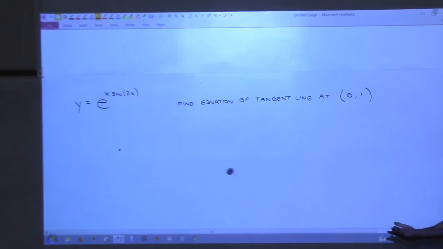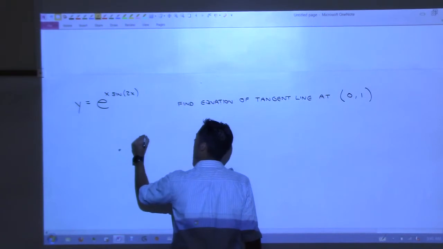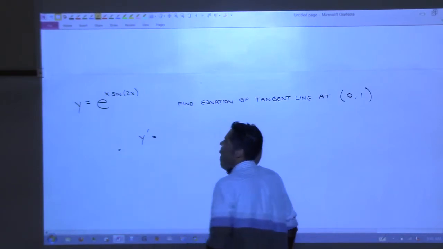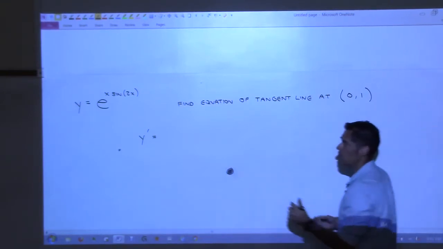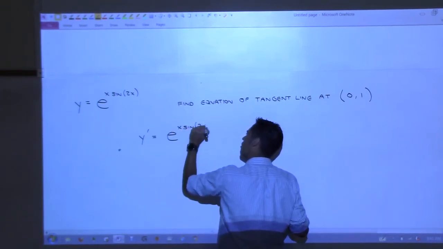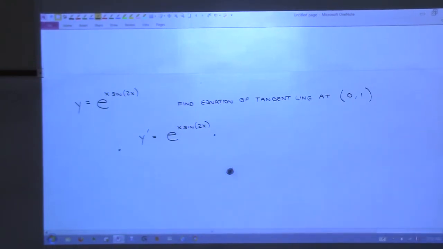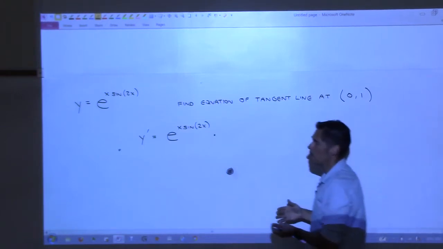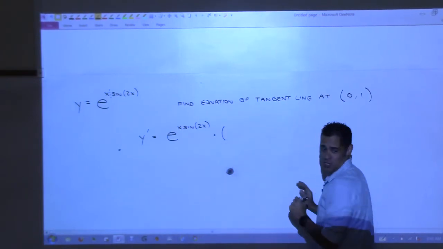So we need its derivative, right, so that we can get the slope. So the derivative of this, well, we have e raised to something. So derivative of e raised to something is itself, e to the x sine 2x, then times what? Derivative of what was up there. And that's going to require what? Product rule. There's a product right there. And a little bit of chain, yes.